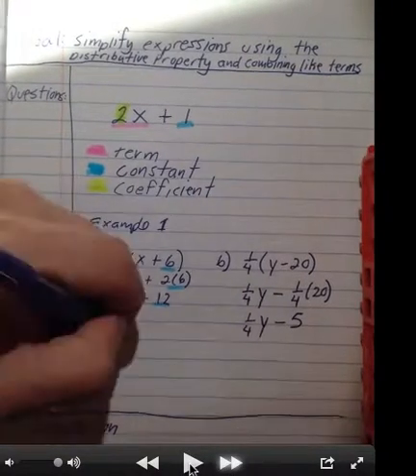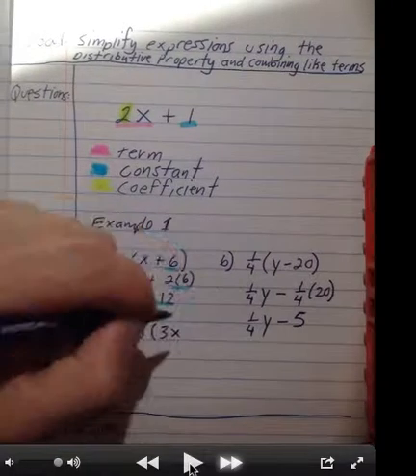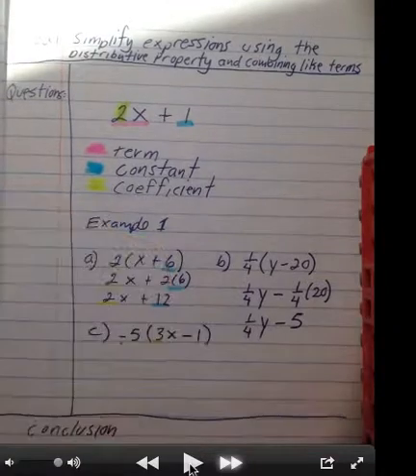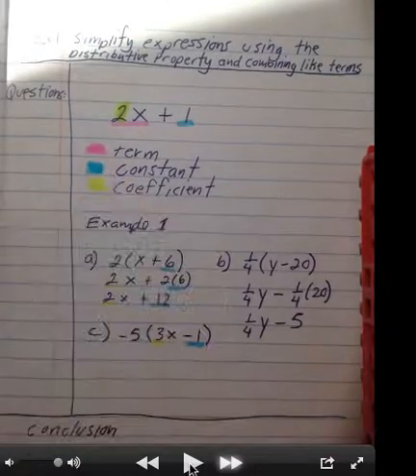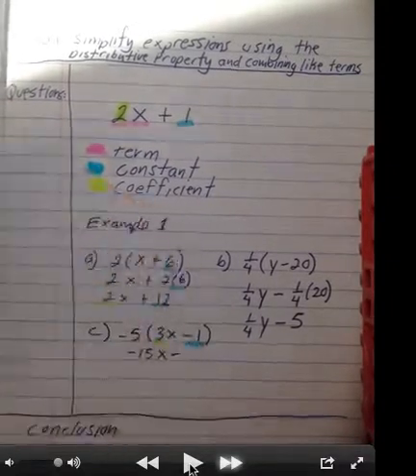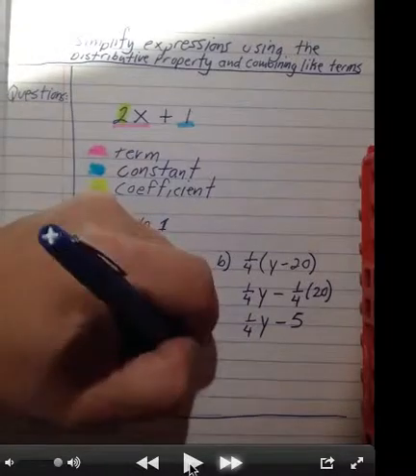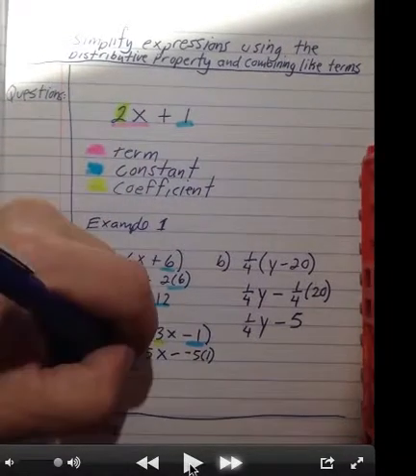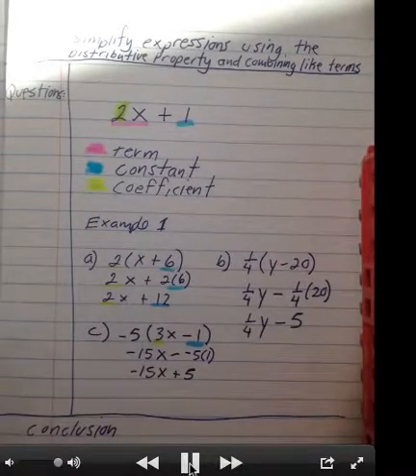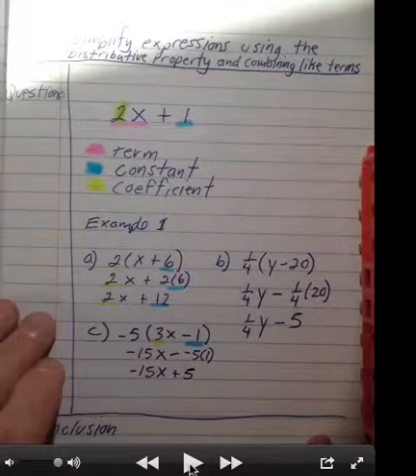Our third example is negative 5 times parentheses 3x minus 1. We multiply the negative 5 times 3x and get negative 15x. Negative 5 times negative 1 simplifies to positive 5 because a negative times a negative is a positive. I'll pause it there so that you can get caught up on those 3 simplified expressions. And then I'll turn the page and we'll go to example 2.